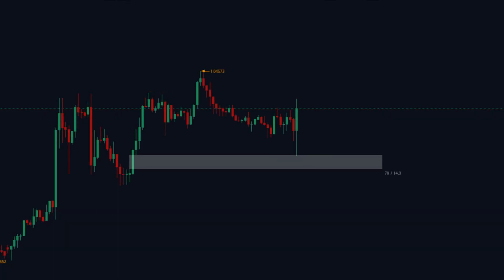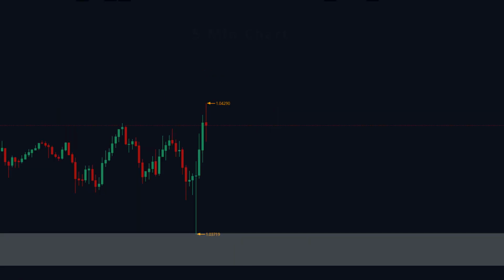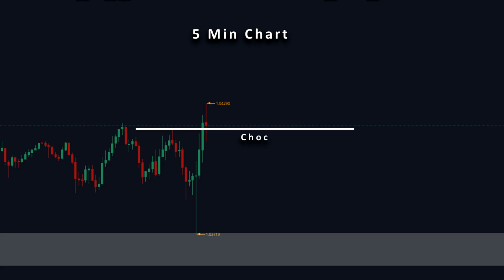The next step is to wait for the price to enter this FVG area and then zoom into a lower time frame to look for potential long trade opportunities. On the 5-minute chart, we observe that the price has broken above a key level, signaling a change of character, which confirms the potential reversal.